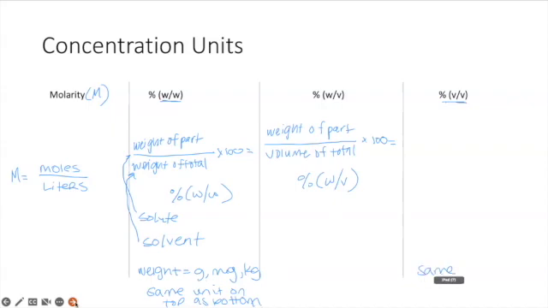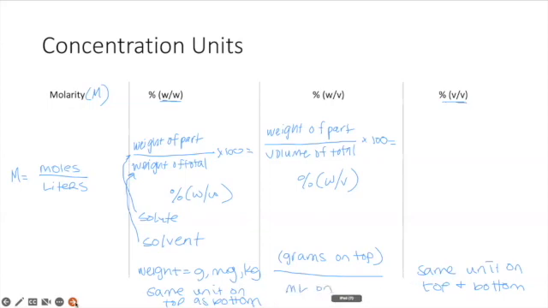And that's true for the volume, same unit on top and bottom. But the weight volume is the outlier. We want the weight of our part to be in grams, so grams on top. And it likes the volume to be in milliliters, so milliliters on bottom. And then, times 100. So basically I just rewrote this formula.